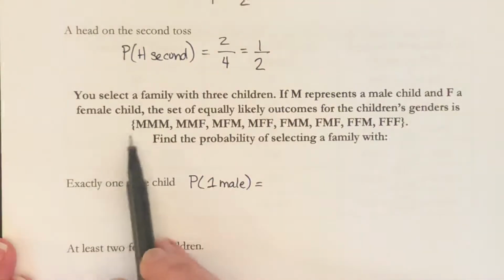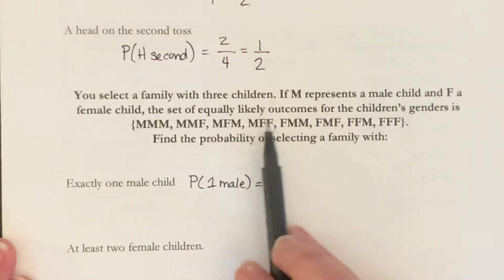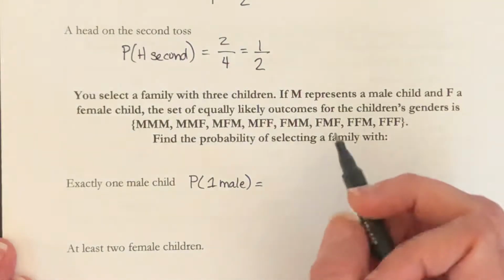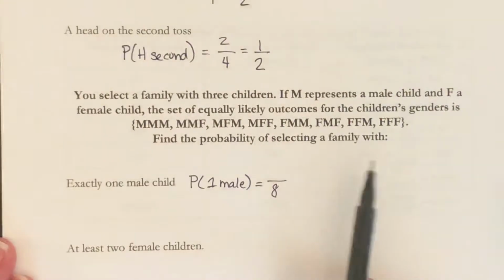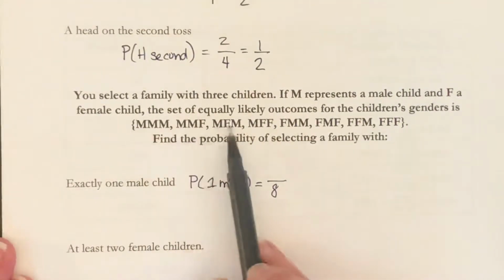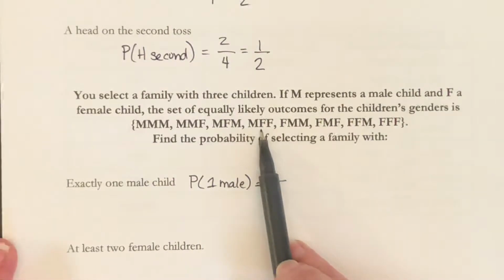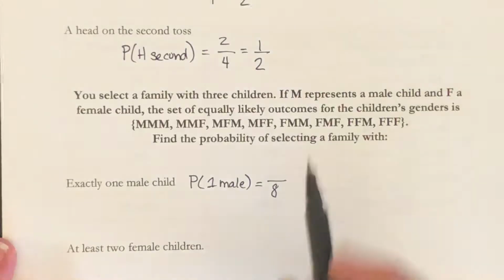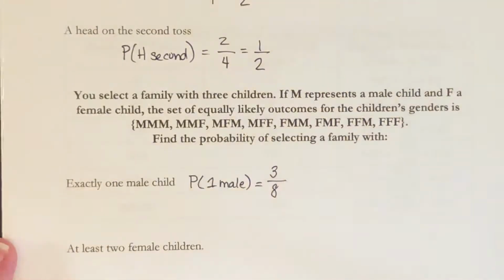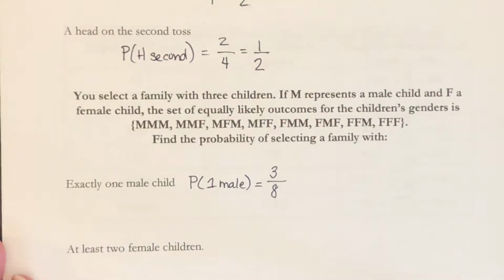Okay, well, how many different possibilities are there? 5, 6, 7, 8 different possibilities. Okay, and how many of these have only one male? That one does, that's 1, 2, 3. 3 of these. So that probability is 3/8. 3/8 does not reduce, so that is your answer.